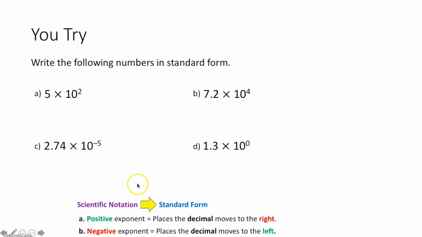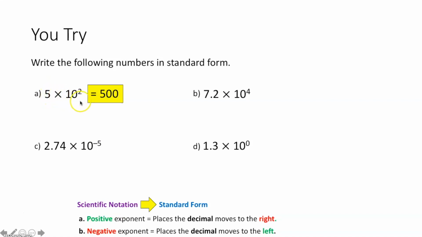Okay, again, converting from scientific notation to standard form. I'm going to take the decimal and move it depending on whether the exponent is positive or negative. So here, my decimal, since I don't see it, it's right at the end of this number right here. I have a positive 2 as my exponent of 10, which means I'm going to move to the right. And how many places do I move to the right? 2 places. So it would be 1, 2. Again, any place that you move where there isn't a number, you're going to add a 0. So it's going to be 500.